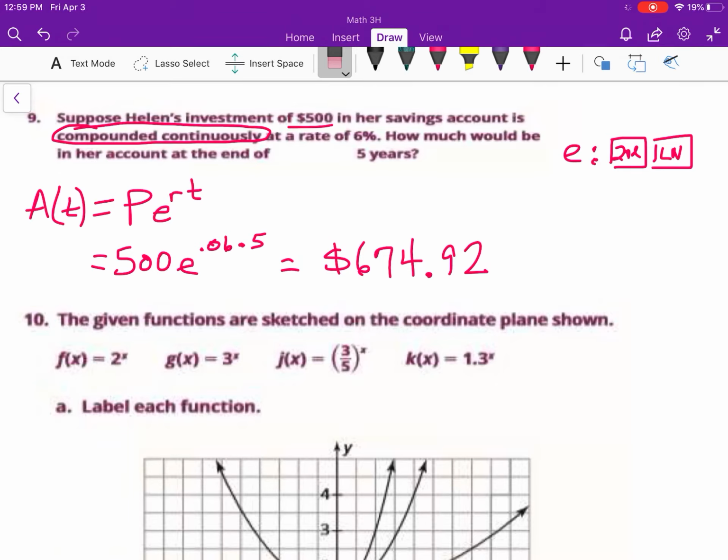So that takes care of account growth. We'll deal with population growth or decay, how many times it's compounded, where that n comes in, and then continuously where you use an e.